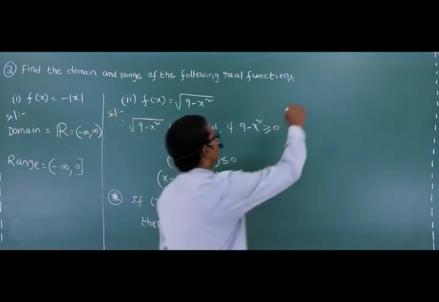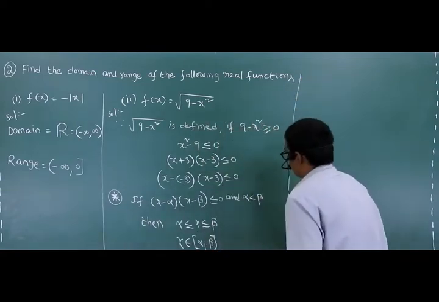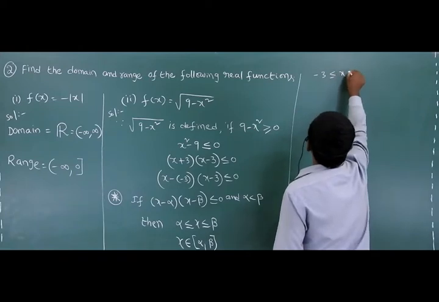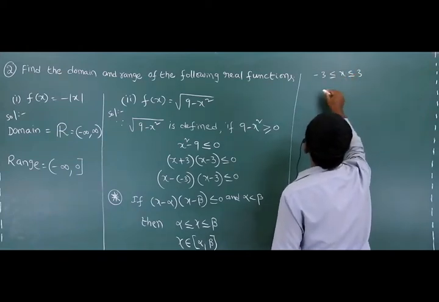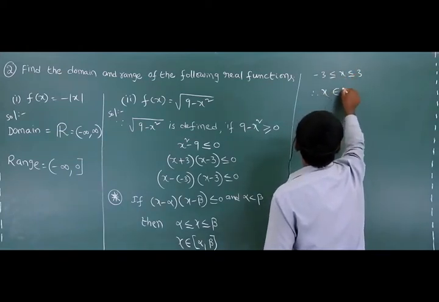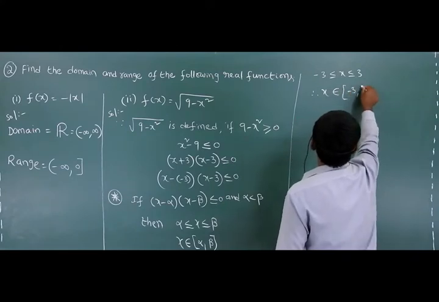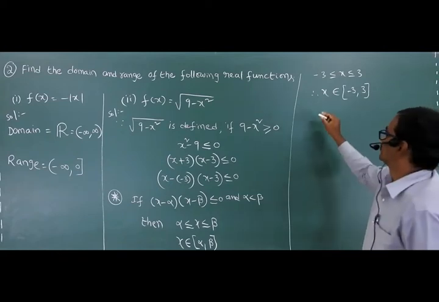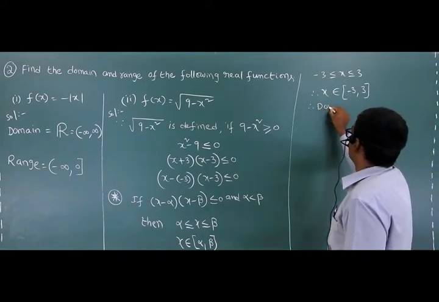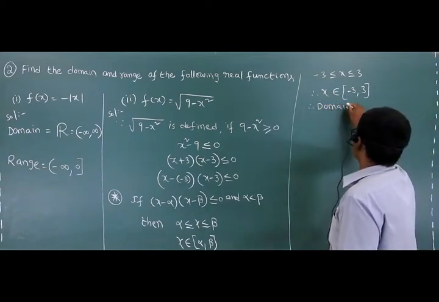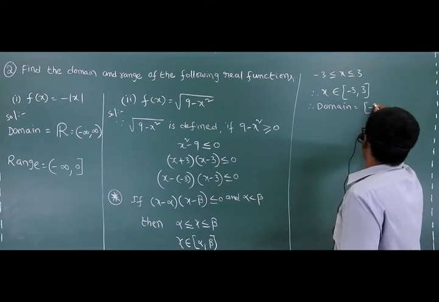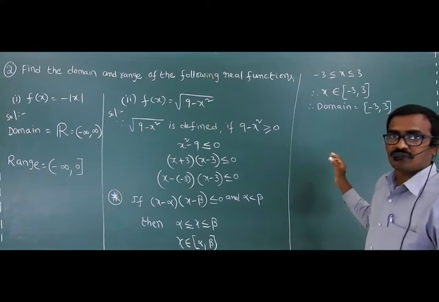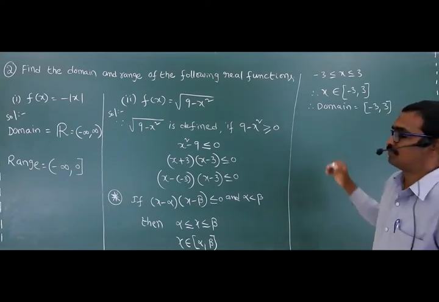By using that formula, we can write minus 3 less than or equal to x less than or equal to plus 3. Therefore, x belongs to the closed interval minus 3 comma plus 3. This is the domain of the function f of x. Closed interval means the extreme values are also included in that interval.